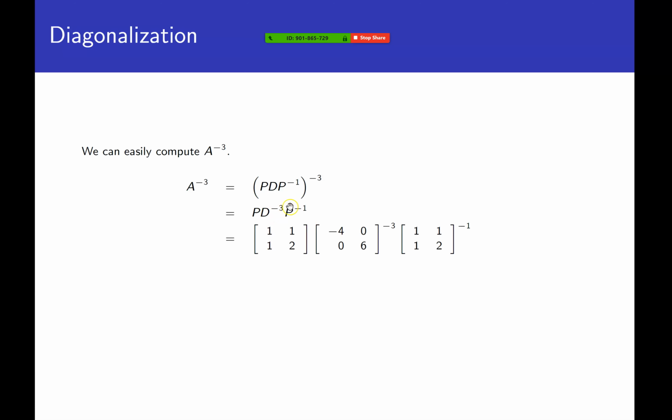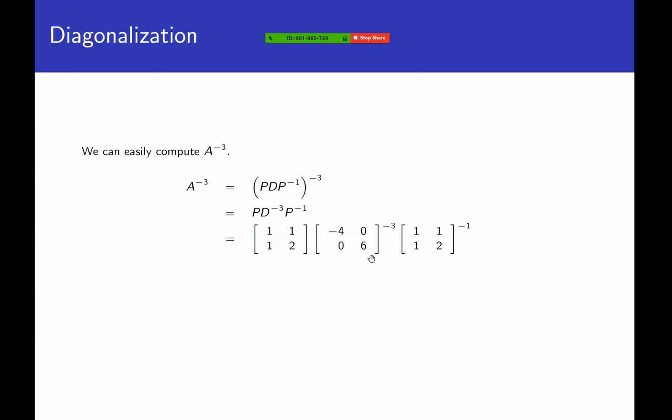And it doesn't affect the P or the P inverse. So I've got the 1, 1, 1, 2 for the P. I've got 1, 1, 1, 2 inverse over here for the P inverse. The -3 just goes on the -4 and 6.